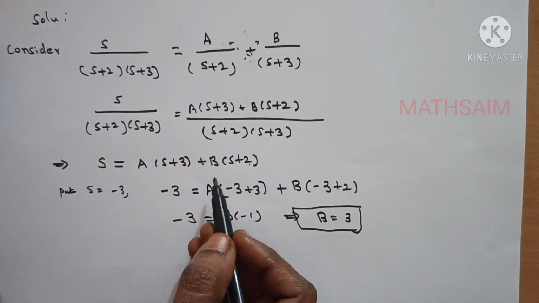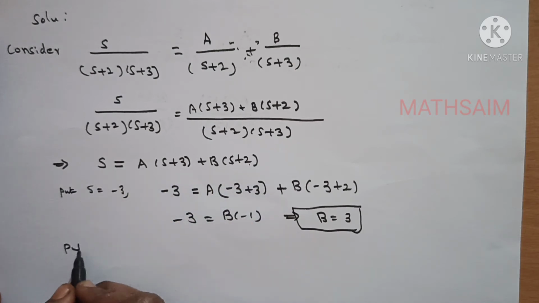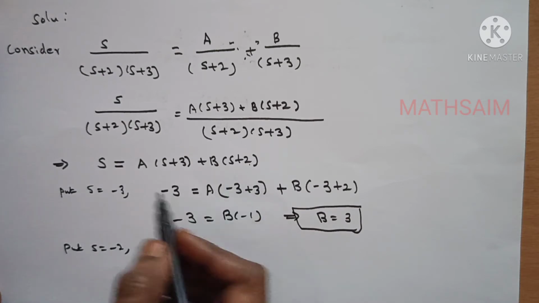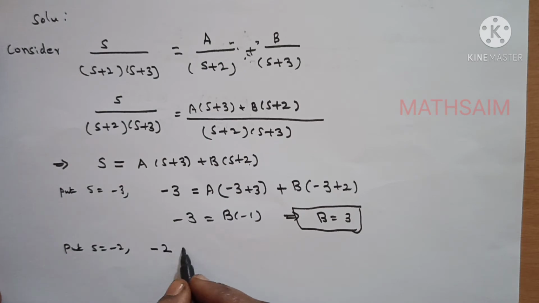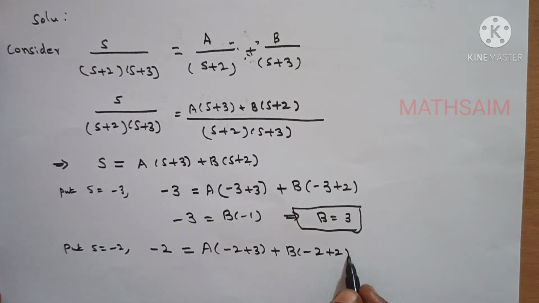In this equation we are going to use another value. Already we used minus 3, so now we put s equal to minus 2 because of this term. If you put minus 2, what will happen? Here it is minus 2, and then here it will be a into (minus 2 plus 3) plus b into (minus 2 plus 2). And now this term will vanish because you will get 0, and 0 times anything is 0, so this term will be 0 entirely. So this is now a into 1 and this is minus 2. So a is equal to minus 2.